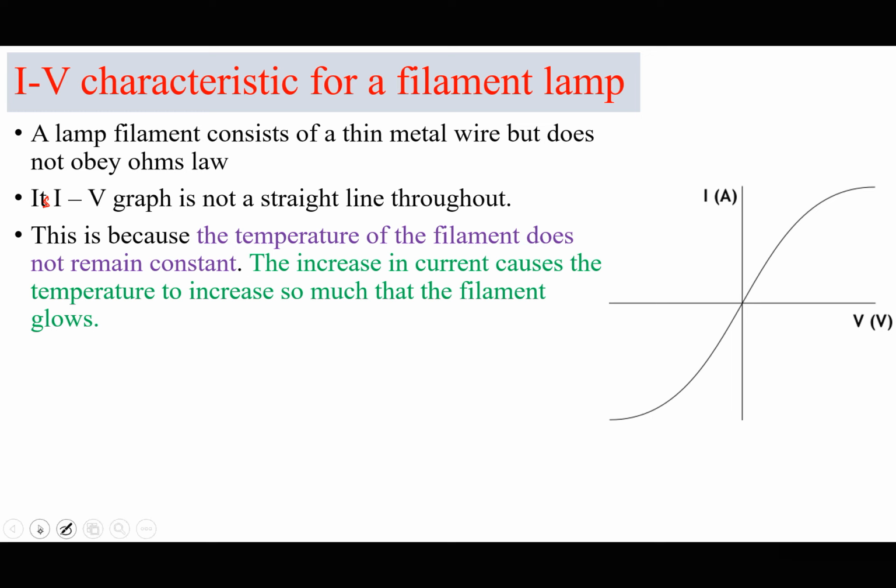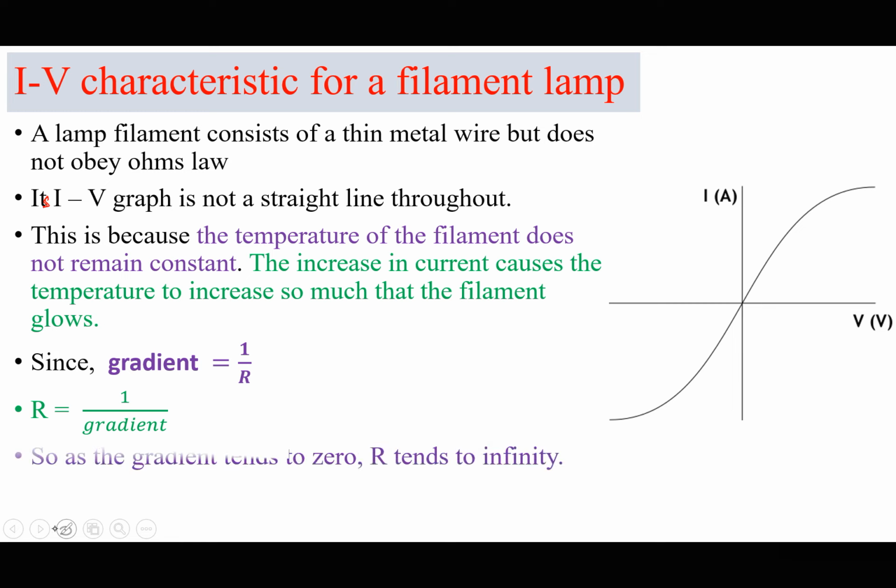And remember, the gradient of an IV characteristic graph is 1 over R, which means the resistance is equal to 1 over the gradient. When the line becomes horizontal, it means the gradient tends to 0, which means R tends to infinity. That is very important. As the line becomes horizontal, the gradient is becoming 0, which means R is tending to infinity. But I cautioned you not to make this line perfectly horizontal. However, just make it to have a decreasing gradient rather than making it perfectly horizontal.